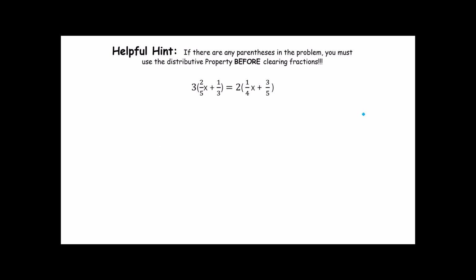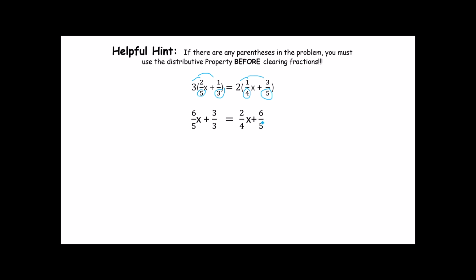One last thing I want to make sure I tell you before we go on, and that is this. It is extremely important that before you clear out your fractions, for example, here my common denominators are 5, 3, 4, and 5. The common denominator is something that can be divided by all of those. Before I do that, I want to do the distributive property first. So I'm going to multiply everything in here by 3 and everything in here by 2 before I try and clear my fractions.